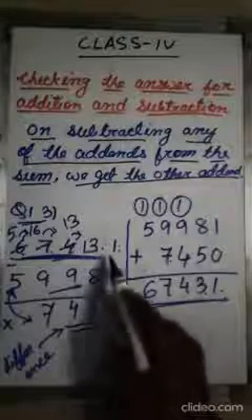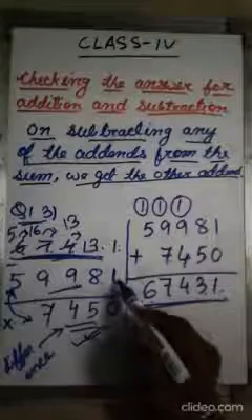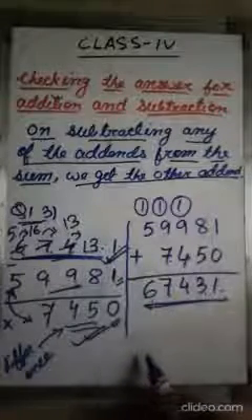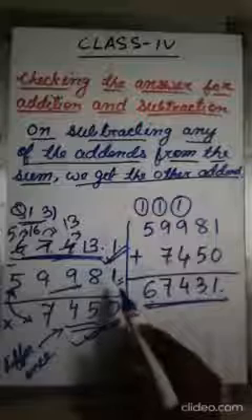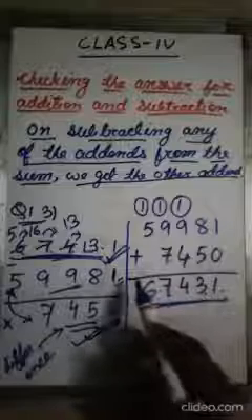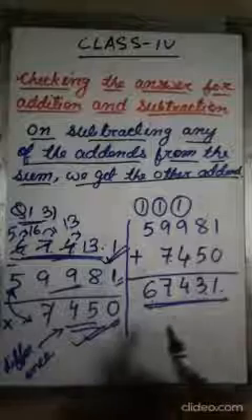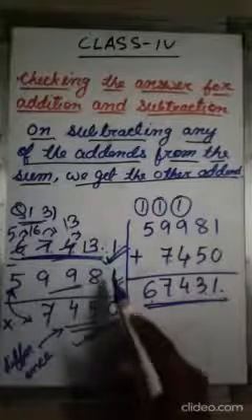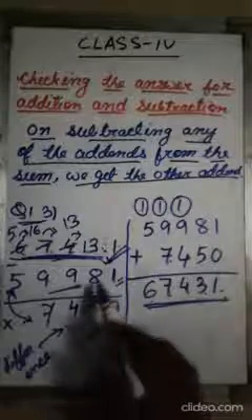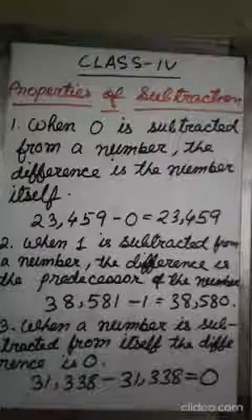Therefore, the subtraction we did here is correct, because when we added this number and this number, we got this number. If we had got some other number, then we could think that there is something wrong in our calculation. So as we have got the same answer as this and this, our subtraction is correct.